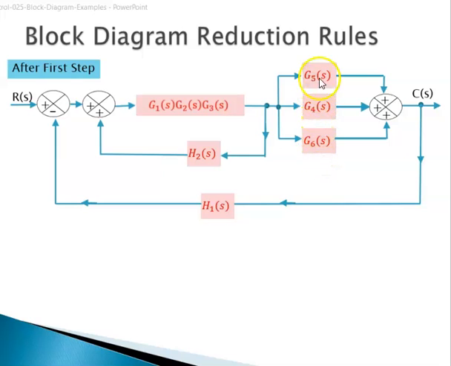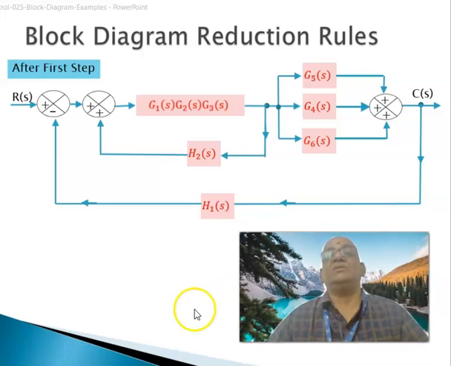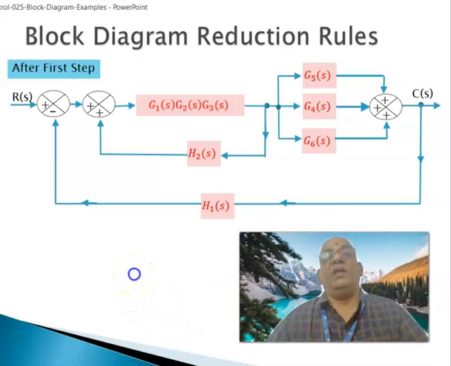Then we will look at these three, G4, G5, G6. These G4, G5, G6 are in parallel. We know that when transfer function blocks are in parallel, going to a common summing point, you replace them by their algebraic sum. If you have all positive signs, you will say G4 plus G5 plus G6. For example, if this is negative, you say G4 plus G5 minus G6 and so on. So let us go to the second step and see what we do there.